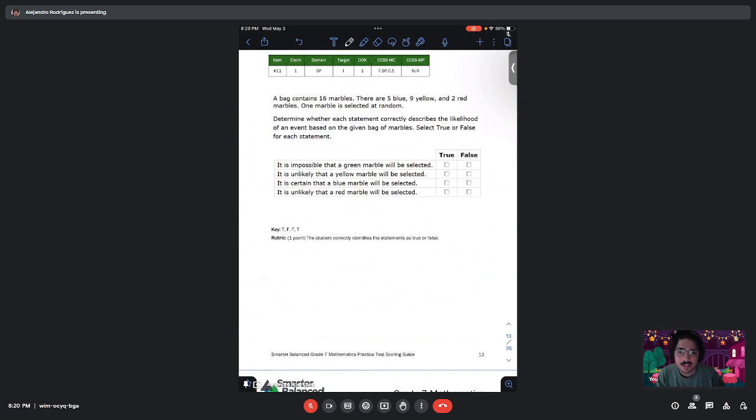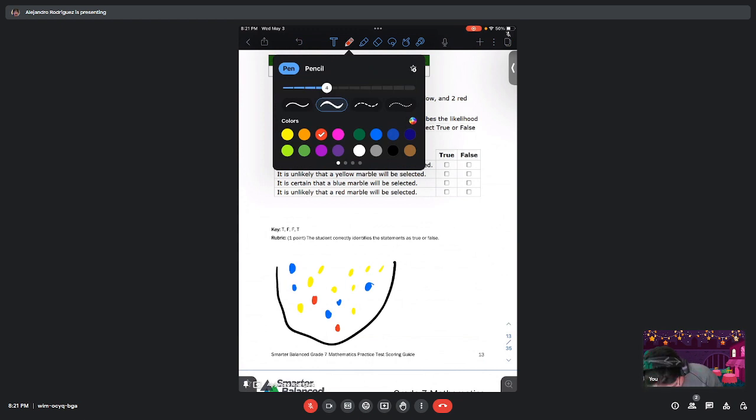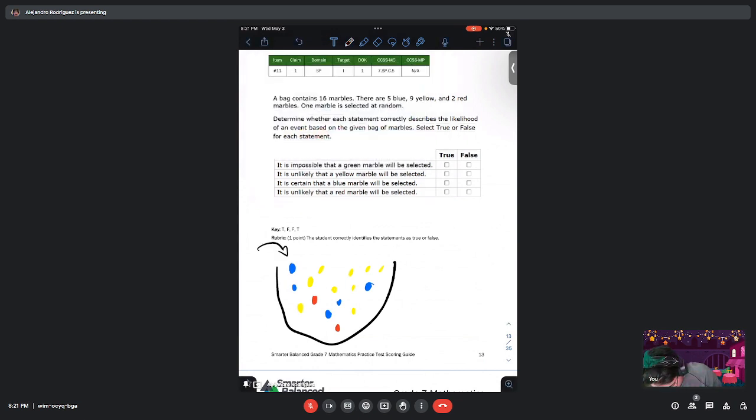All right, so to help you understand what's going on in this problem, I'm going to draw a picture. We've got a big bag of marbles. We've got 5 blue ones: 1, 2, 3, 4, 5. We've also got 9 yellows: 1, 2, 3, 4, 5, 6, 7, 8, 9. And we've also got 2 red: 1, 2. And they're saying that some kid is picking a random marble out of this bag. So it's random. It could be any marble. It's asking us whether these statements are true or false. So let's go ahead and read them.